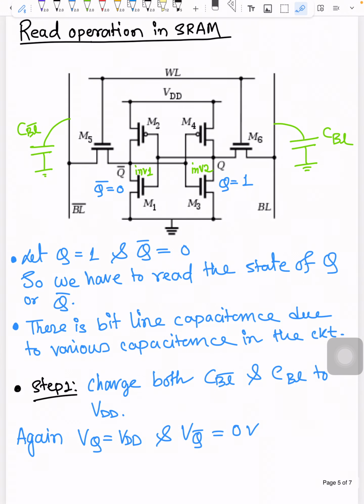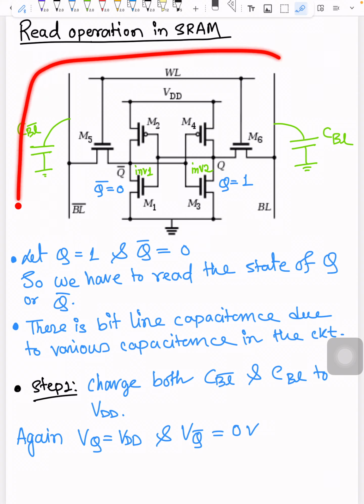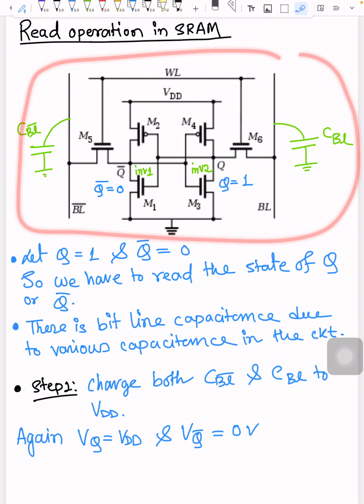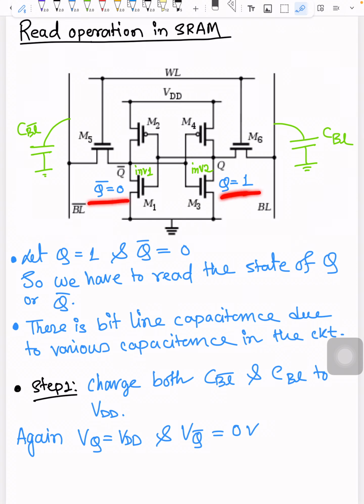So now we will see the quick revision of the read operation in the SRAM cell. Here we have one SRAM cell, and let us assume the data Q is 1 and Q bar is 0. This is the data stored inside this cross-coupled inverter, and we have access transistors M5 and M6. And we have bit line bar and bit line. These are the data lines.